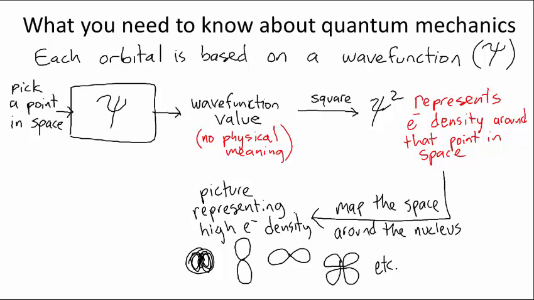The only reason I bring this process up is because when we want to create new combinations of orbitals, when we want to create molecular orbitals, we need to take it a step back to the wave function value step before we square the wave function value.